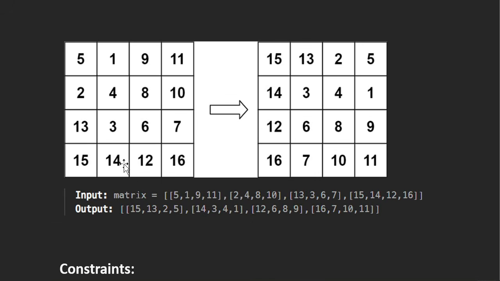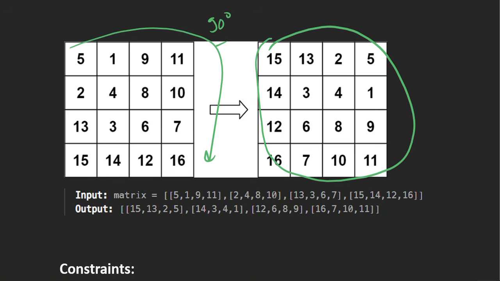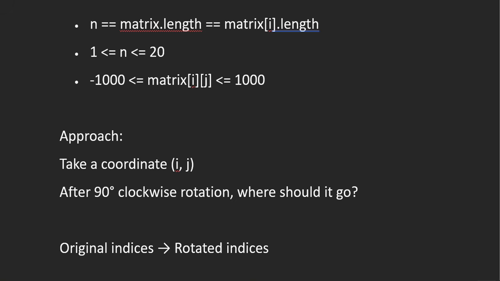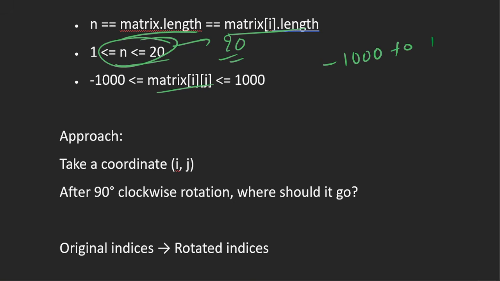Similarly, in this example also we just have to rotate this image by 90 degrees, and return the final output as a grid. So let's see the constraints. Basically, n, which is the matrix length, that is the number of rows or number of columns, can be up to 20, and each element in the matrix can be from -1000 to 1000.